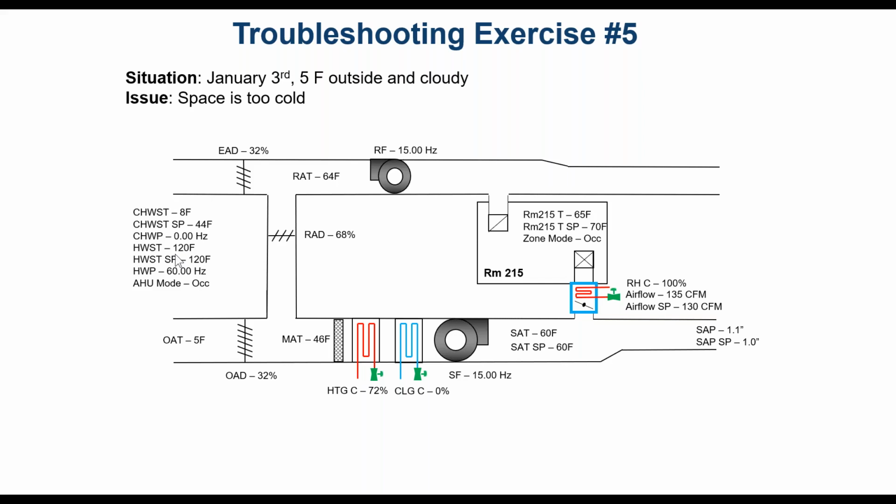Step 4, is that set point appropriate? Well, January 3rd, 5 degrees outside and cloudy, that's like a design day. And as you know, this system was designed to provide enough heating when the boiler system's operating on a design day at 160 degrees Fahrenheit. So I would say no, that hot water set point is inappropriate.